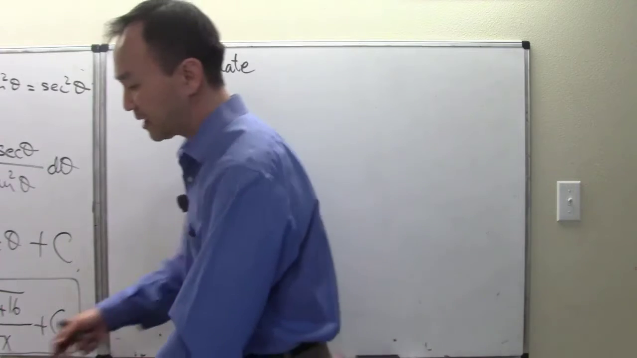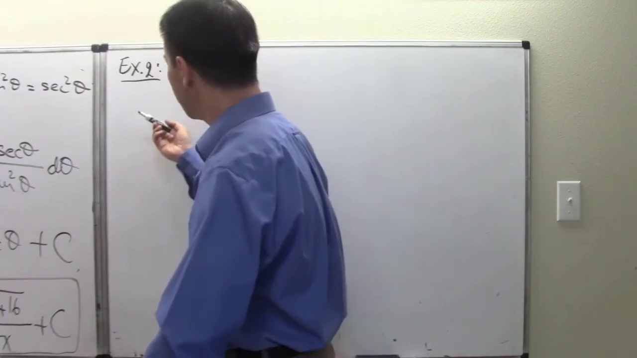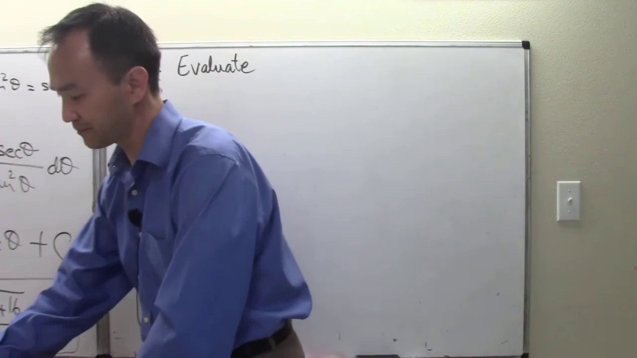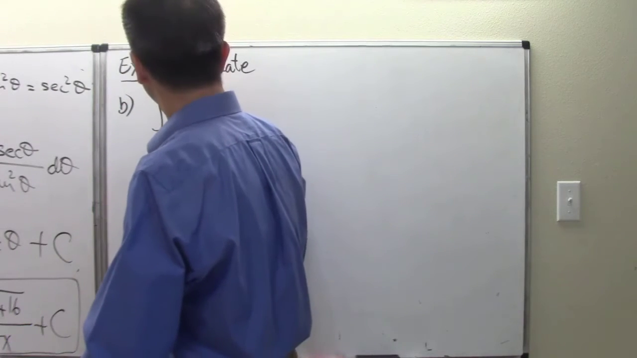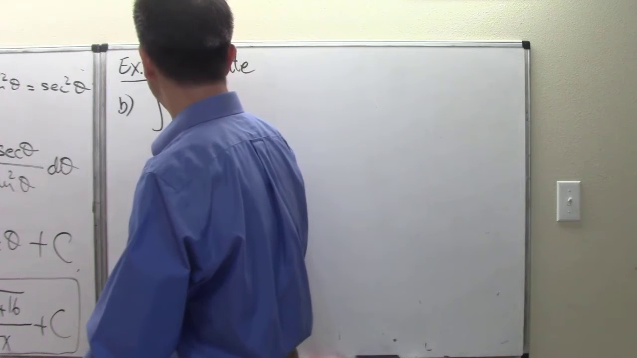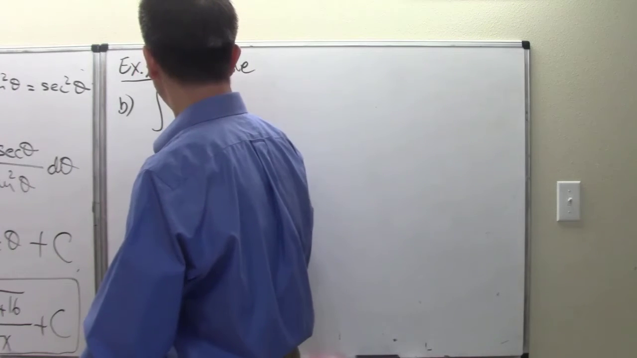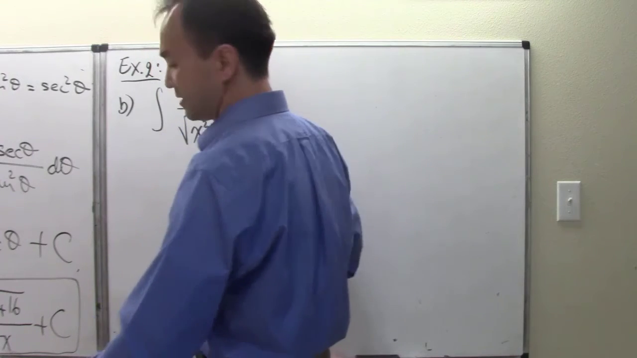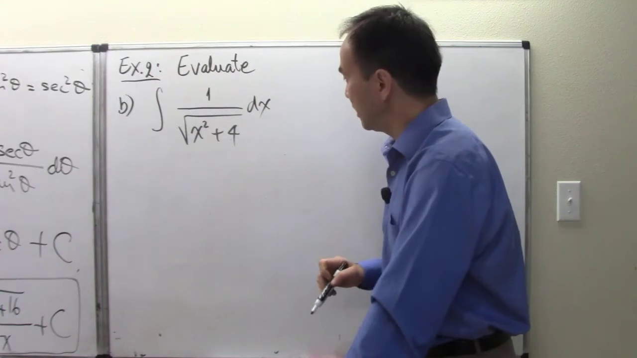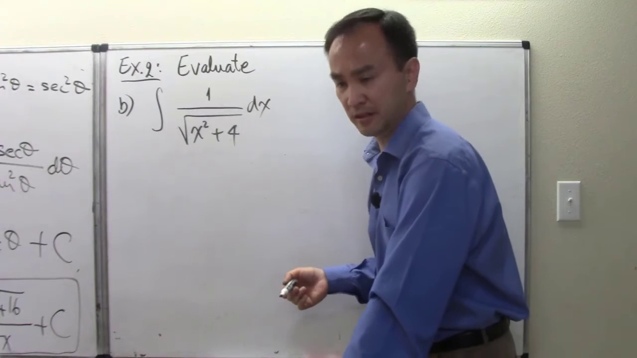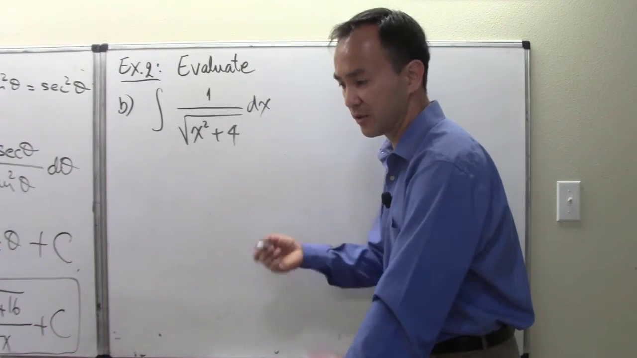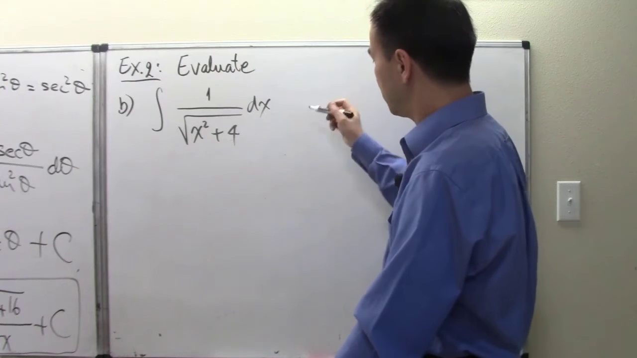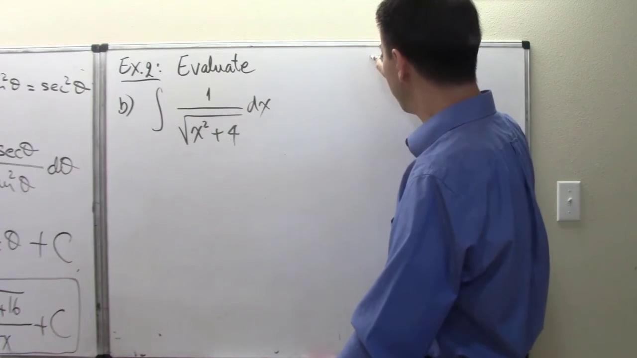All right, so for part B, let's look at the integral of simply 1 over the square root of x squared plus 4, dx. Let me tell you, this one is actually simpler. It's even shorter than the one we did previously in part A. So it's just more repeated experience.